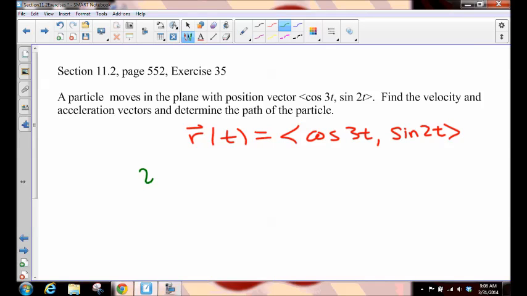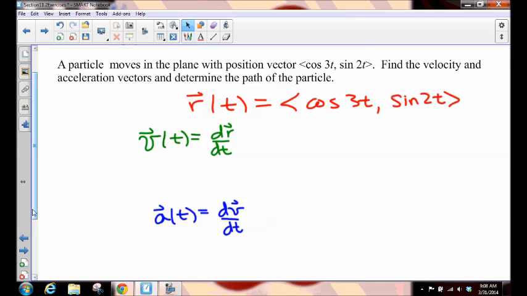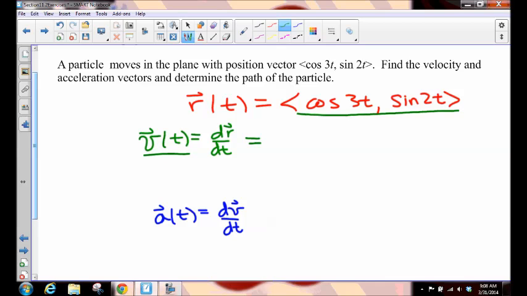And we know that v of t is going to be the derivative of r of t, and that the acceleration vector is going to be the derivative of the velocity vector. And we also know that the x and y directions are separate and independent and don't affect each other. And this means that we can take the derivatives of each component separately, and we can do that term by term. So let's start by taking the derivative of the position vector so that we can get the velocity.